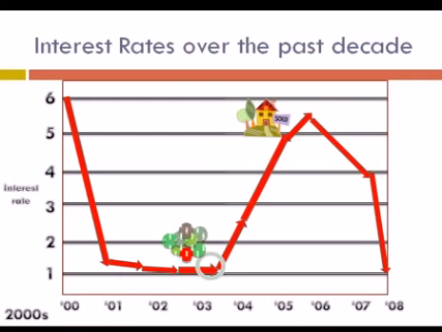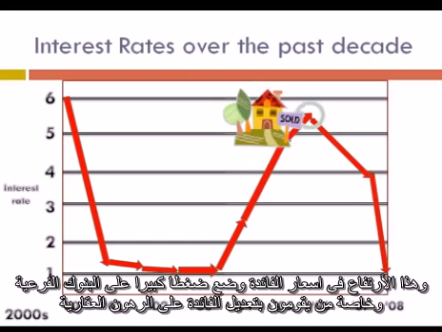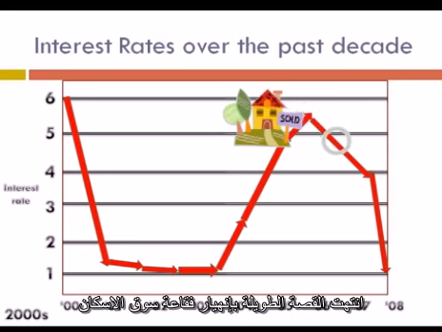Fast forward to 2004, interest rates start rising and they peak in 2006. This rise in interest rates put a strain on many subprime borrowers, particularly those with adjustable rate mortgages. As a result, many couldn't make their mortgage payments and started to default. Long story short, the housing bubble collapsed.